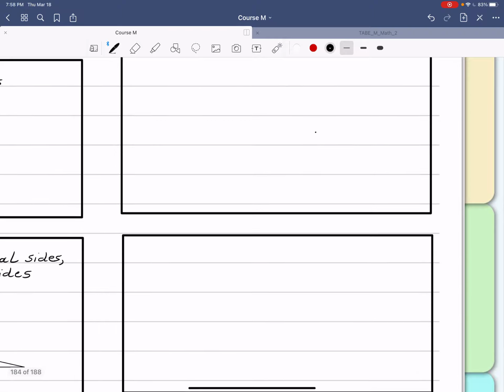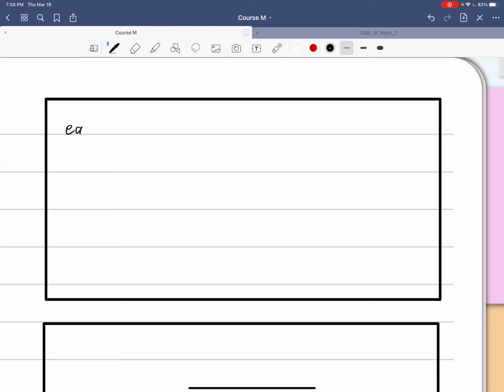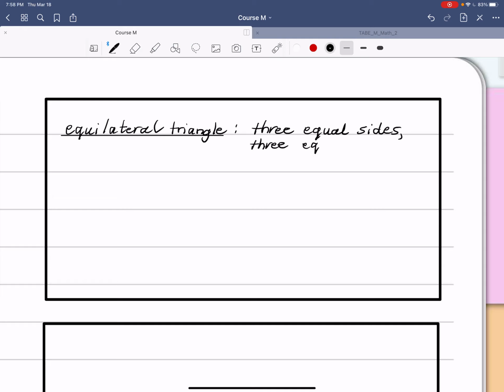And then finally, with the triangles' sides, I like this one too. Equi means the same. Lateral means side. So an equilateral triangle, I bet you can guess, how many sides? 3, and they're equal. So what does that tell you about the angles in this triangle? They're equal as well.